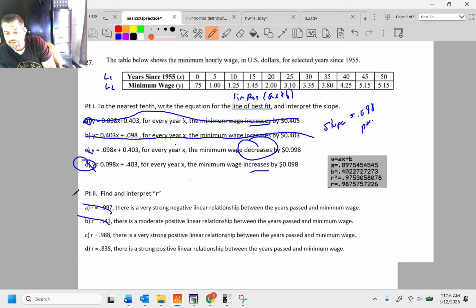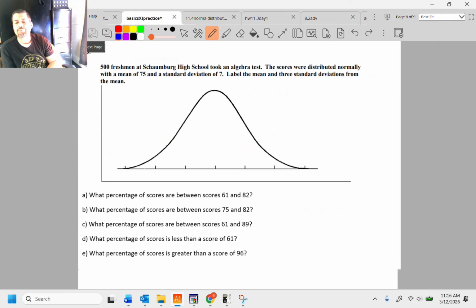All right, what does it mean? Well, we've got a choice here. There is a very strong positive linear relationship between years past and minimum wage, or there is a strong positive linear relationship. Oh, well, this one has it wrong too. It's just choice C. Easy enough. And is that it? Nope, there's one more.